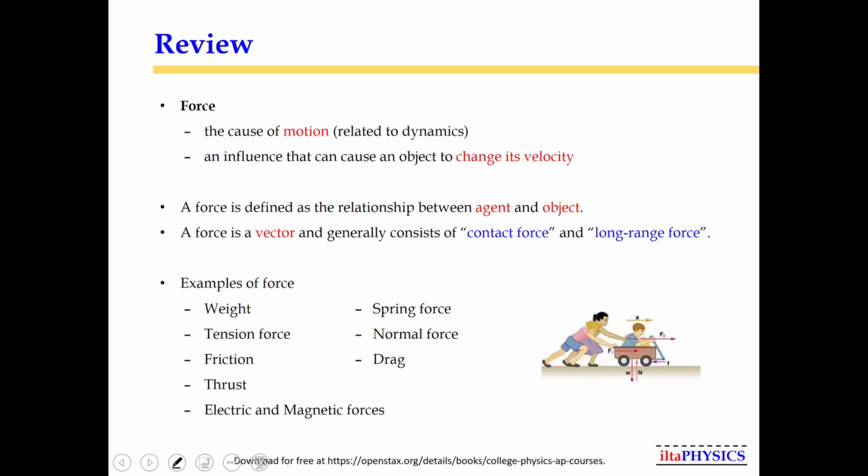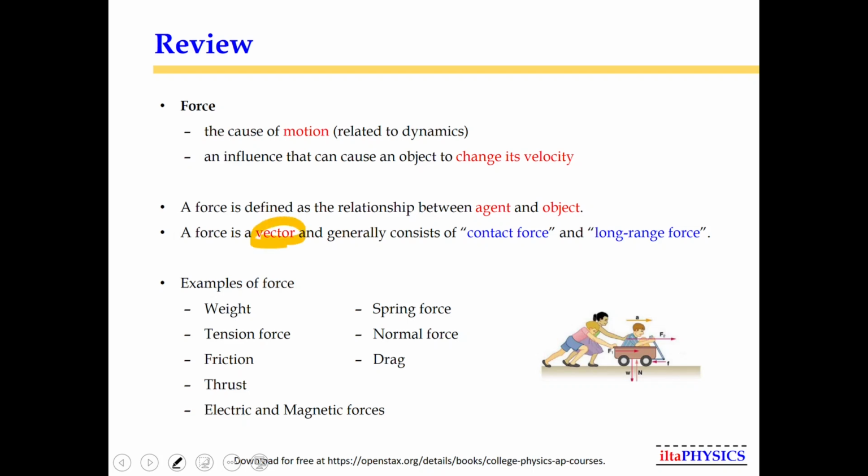Before we get started, let's quickly review what we learned last time about force. In dynamics, we define force as the cause of motion. To put it more precisely, it's any influence that changes an object's velocity. One important thing to remember is that in dynamics, a force always involves an interaction between two objects. The object applying the force is called the agent, and the object that receives the force and moves is called the object. A force has both magnitude and direction, so it's represented as a vector.